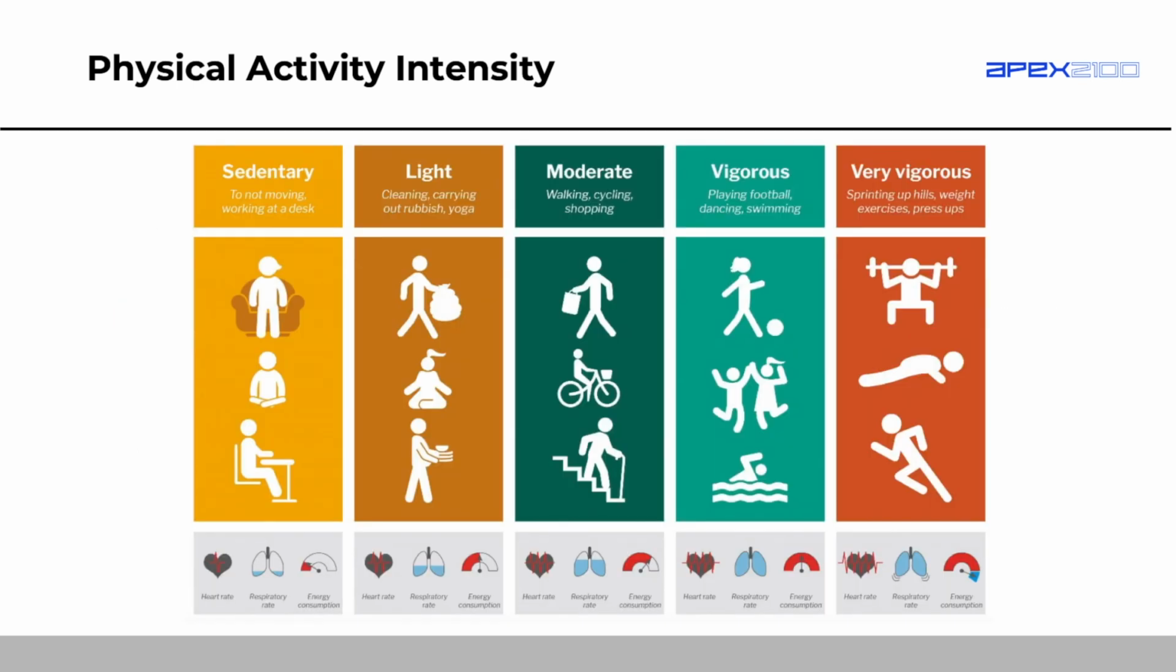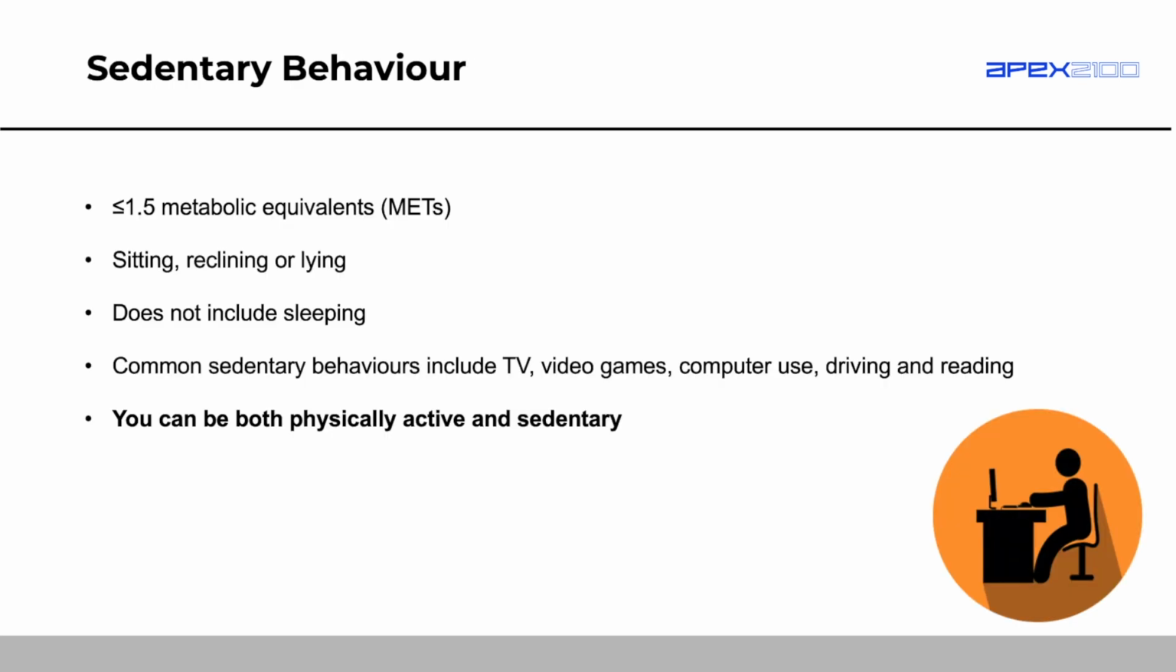Okay, and then again we have our different categories, light, moderate, and vigorous. There's also very vigorous on here as well, but the one I want you guys to look at now is sedentary. So I've already said sedentary behavior is when you're sitting down watching TV, playing video games, working at a desk, whatever it is. Now it's really interesting because, as we're about to see here, sedentary behavior is classed as anything equal to or less than 1.5 METs. Remember, sitting, reclining, lying down. Importantly, it does not include sleeping. Sleeping is separate. It's not considered a sedentary behavior.